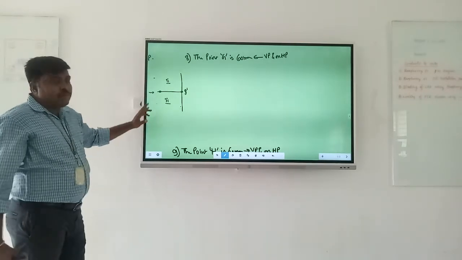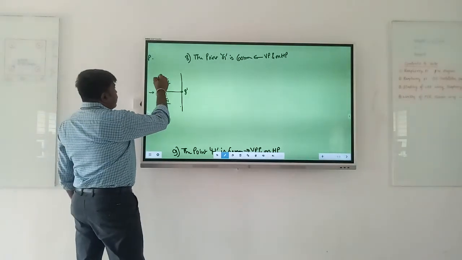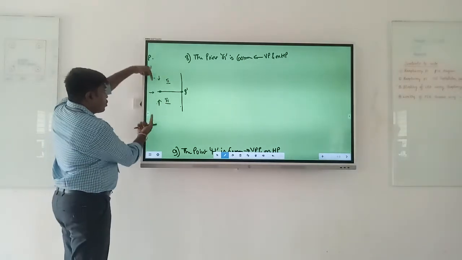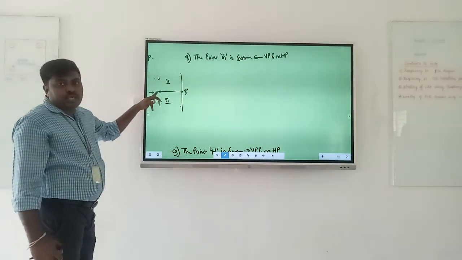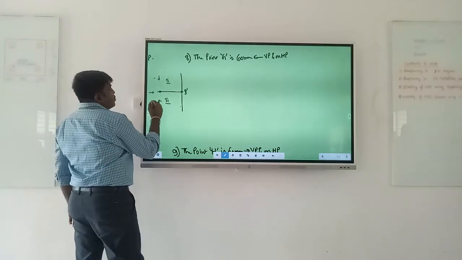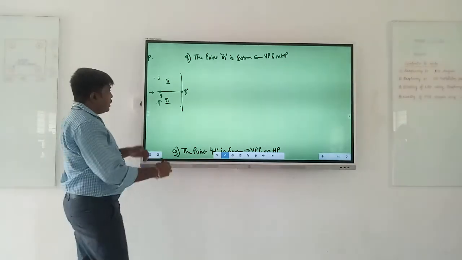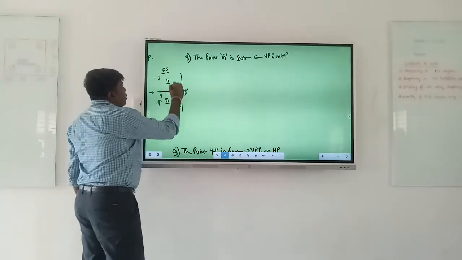Okay, now torch the light from top. For second quadrant, top view is like this. For third quadrant, top view is like this. So however you torch, you get the image on the same junction, on the horizontal plane. So this should be named without dash, that is G. Again I am telling, this is just a rough sketch.